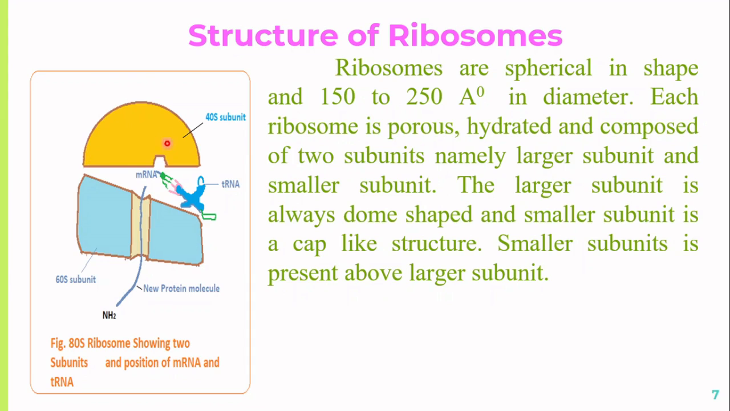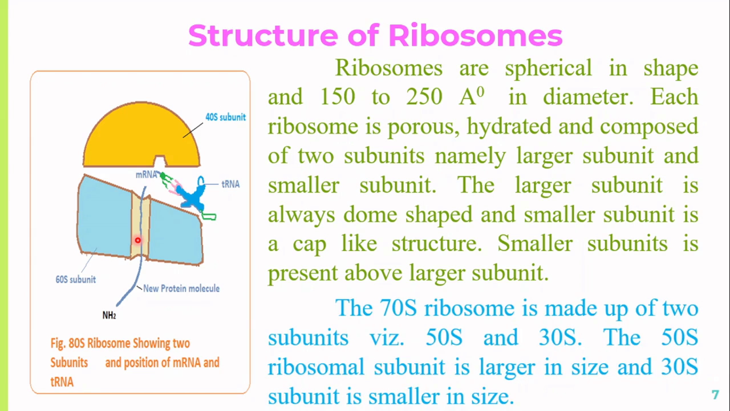Here both subunits have been shown. This is the smaller subunit and this is the larger subunit. The larger subunit is always dome shaped and the smaller subunit is always a cap like structure. So this is the dome shaped larger subunit and this is the smaller cap like subunit. The smaller subunit is present above the larger subunit. So here you can see the smaller subunit which is present above the larger subunit.